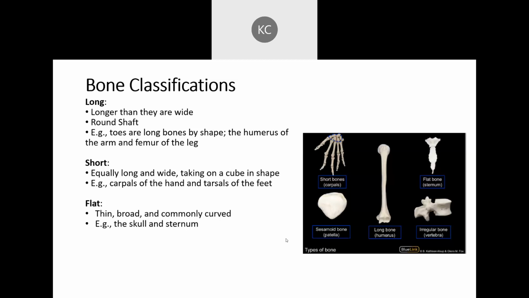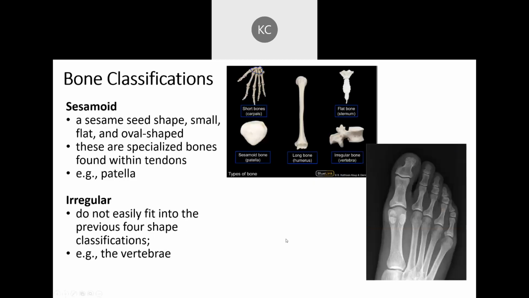All right. Now, we also have ones called sesamoid bones. Sesamoid bones are very small, kind of refers to like a sesame seed shape. And a sesamoid bone is specifically a bone that develops within a tendon. All right. So tendons connect muscles to bones. A sesamoid bone is found embedded within a tendon. And our best example of this is the patella. So kind of what we think of as our kneecap, right?